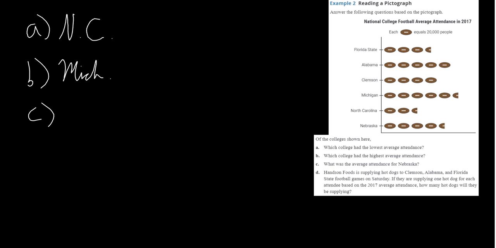What was the average attendance for Nebraska? Now we're going to do a little bit of arithmetic. If we want to find the average attendance, again, each football is equal to 20,000 people. So we say 20, 40, 60, 80, and it looks like half of one. What's half of 20? Well, that'd be 10, right? So let's try that again. We'd say 20, 40, 60, 80, and then 90. So we'd say 90,000 people.